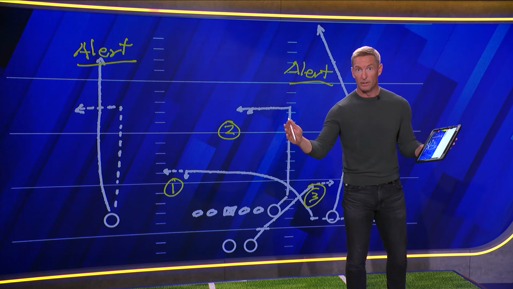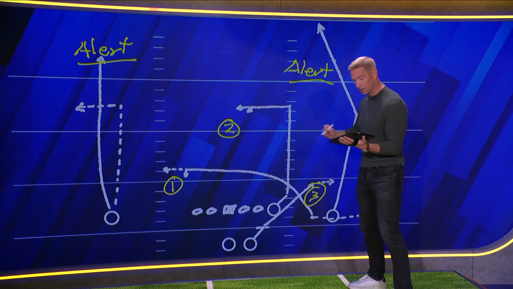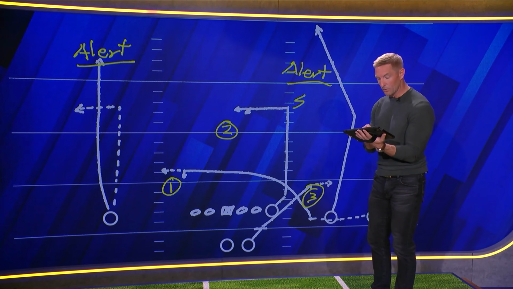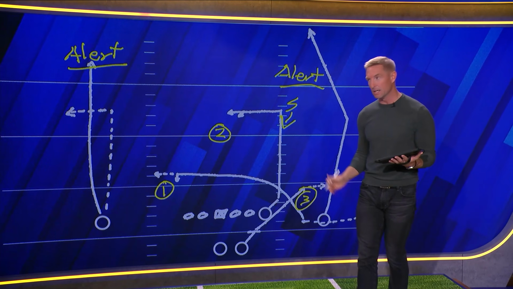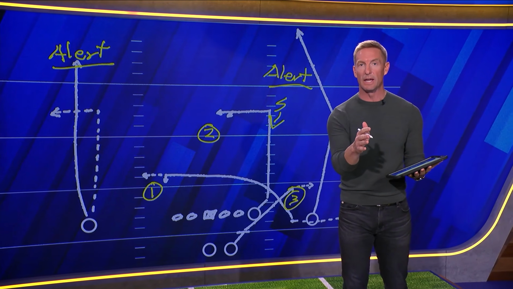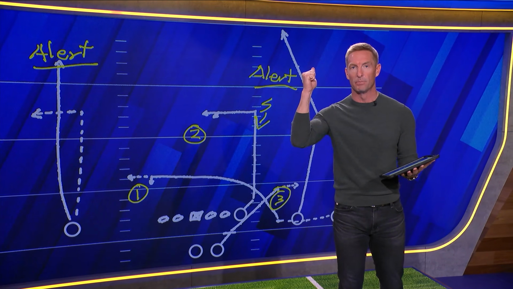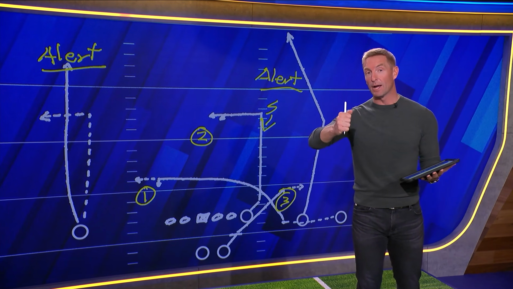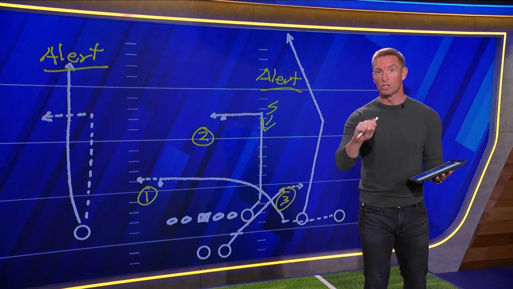Well, now guess what? We get the safety right here to sit. And when the safety sits on the tight end because the vertical release is right into his face, guess who's not over the top? The safety. And so now I can throw that post versus quarters.